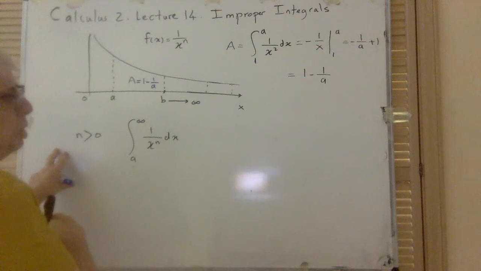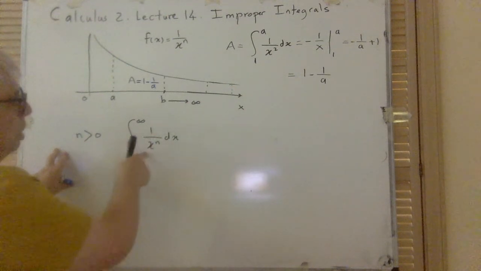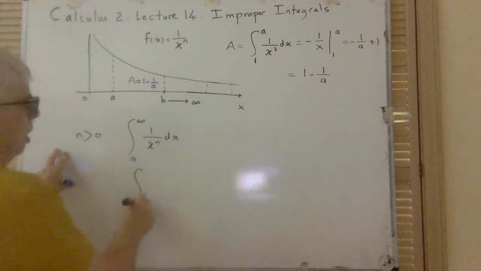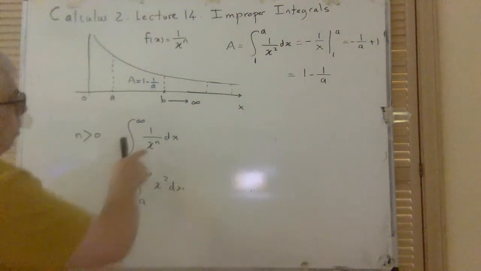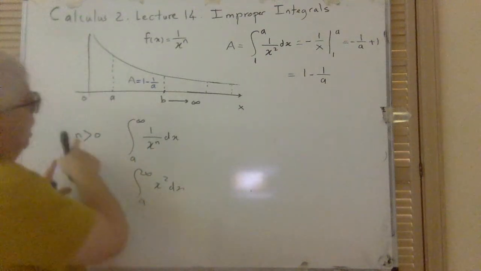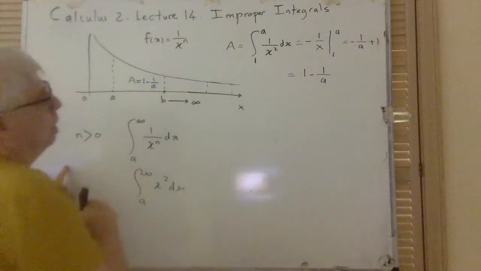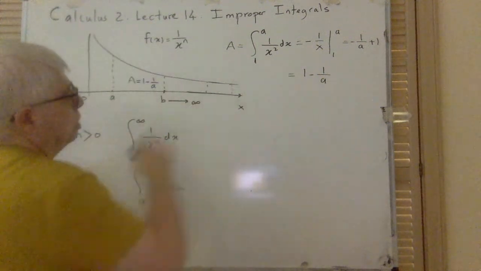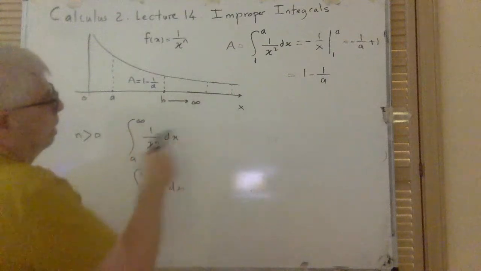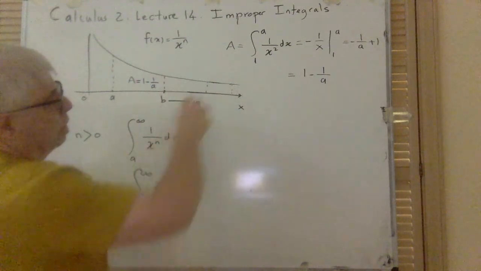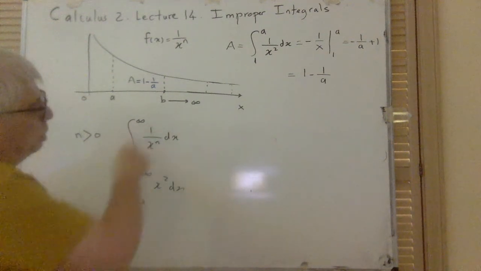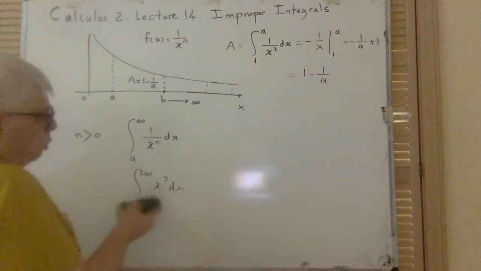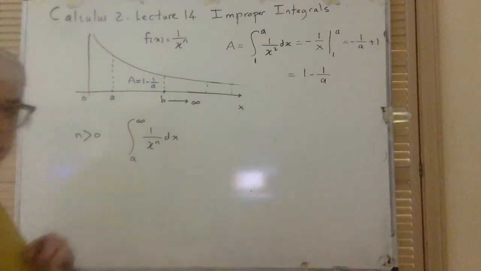Let's assume n is bigger than 0, because if n is less than 0, I will have something like the integral from a to infinity of x to the power 2, for example. And we know that is infinite, because the shape just goes way up there. But 1 over x^n, for n bigger than 0, has this kind of graph. As x goes to infinity, the graph approaches the x-axis, so this term goes to 0. But this one goes to infinity. So let's assume that n is bigger than 0.